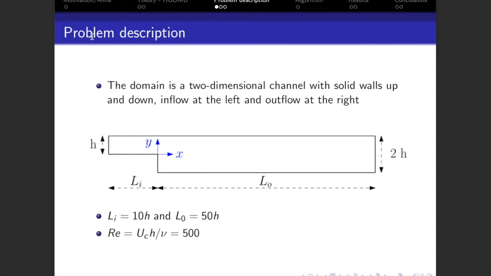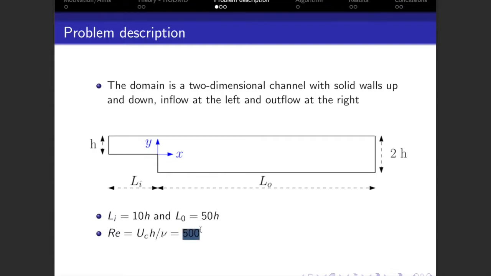This slide describes the problem of the study. The computational domain is represented schematically in the following figure. We have a two-dimensional channel with solid walls up and down, inflow at the left and outflow at the right. Inlet and outlet heights are h and 2h respectively, being the height step equal to h. The length of the inlet and outlet is 10h and 50h respectively. The Reynolds number is defined by using the velocity at the center of the channel, h, and the kinematic viscosity.